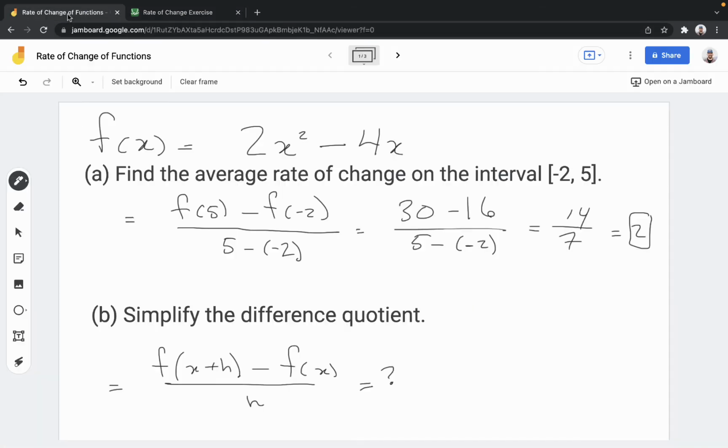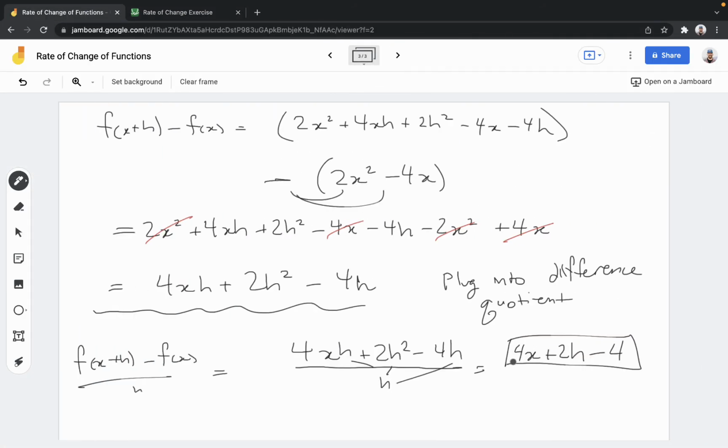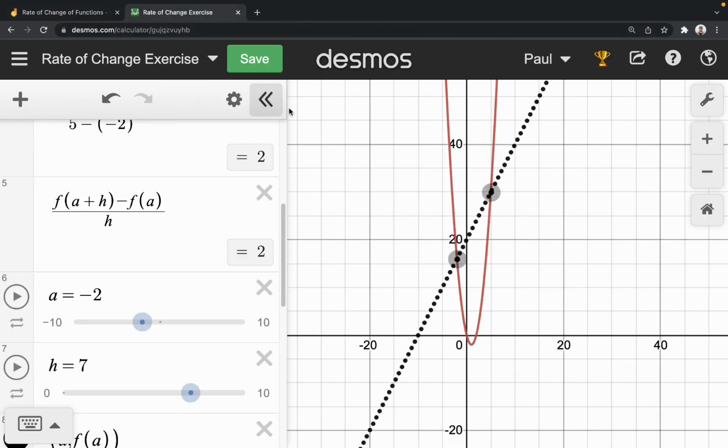We got a 2 there. Does that make sense based on the answer we got? So 4 times -2 is -8 plus 14 is going to be a 6 minus 4 is 2. You can try it with something different.